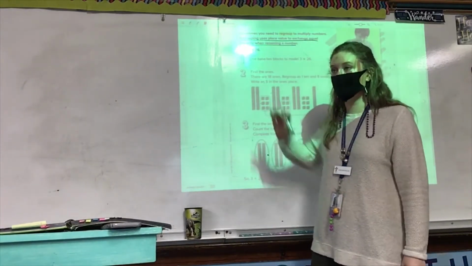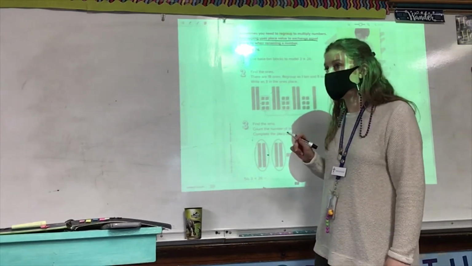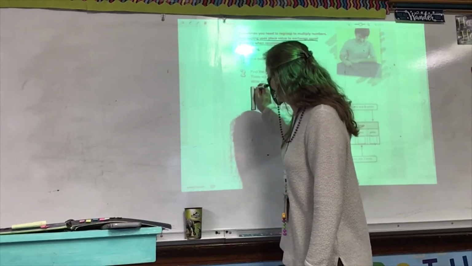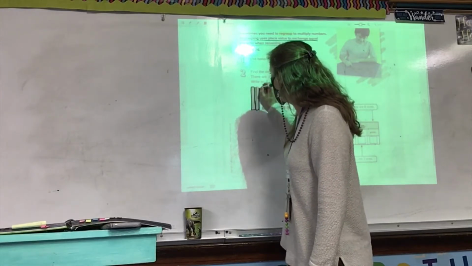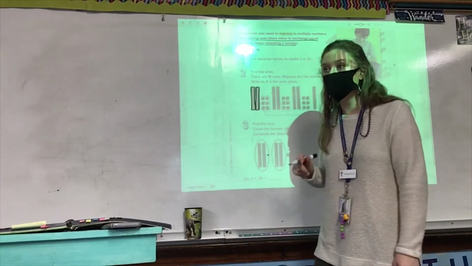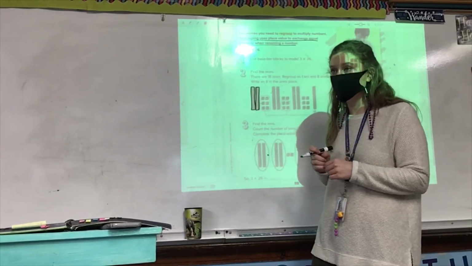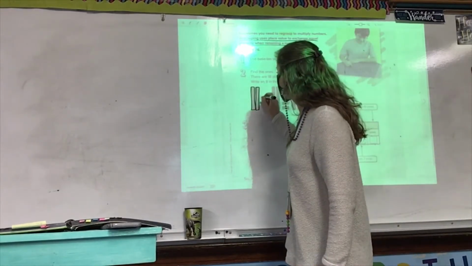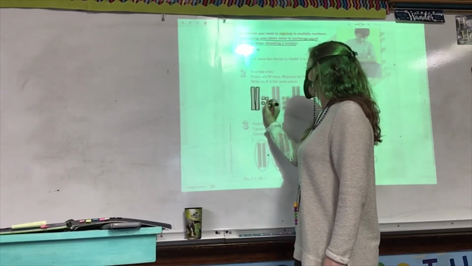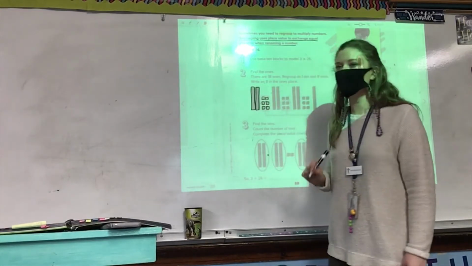How do we model 26 without looking in your book? We draw 2 tens flat. 2 10 rods. 1, 2. 2 10 rods represents what? 20. And then, are we done modeling 26? No. What do we do now? We draw 6 ones. We draw 6 ones cubes, which are worth how much? 6. 6 ones cubes are worth 6.